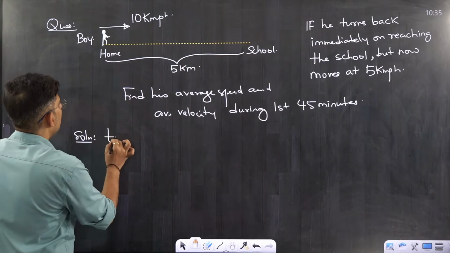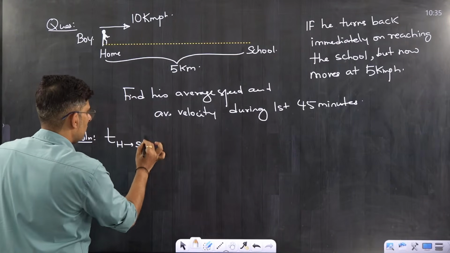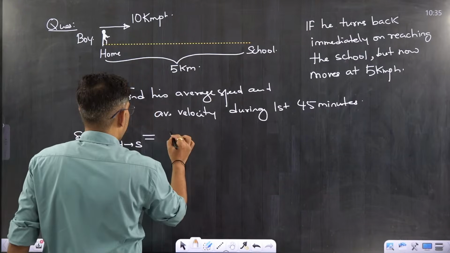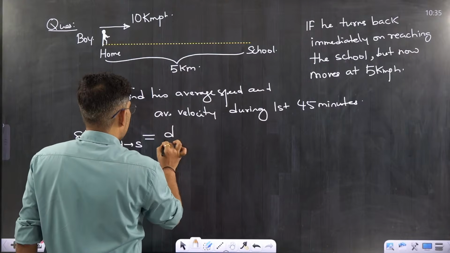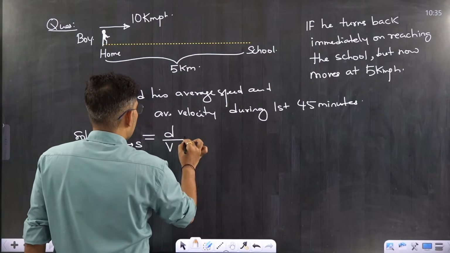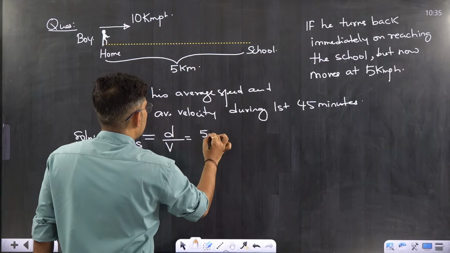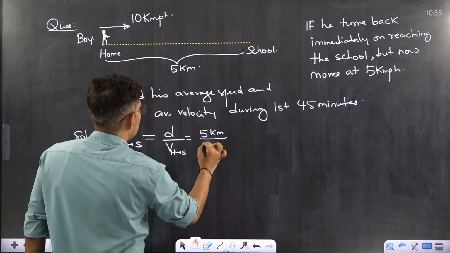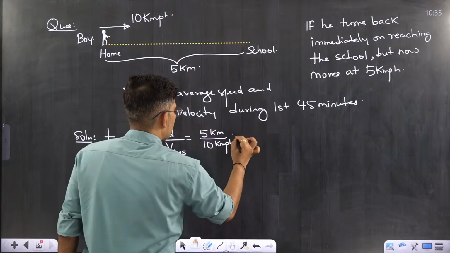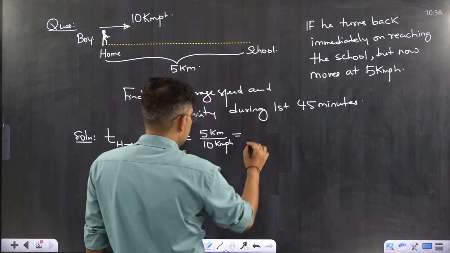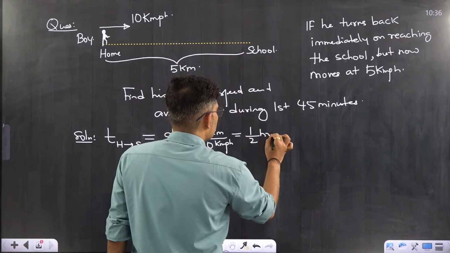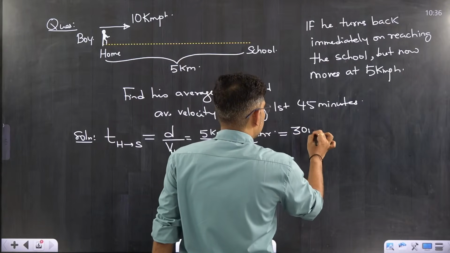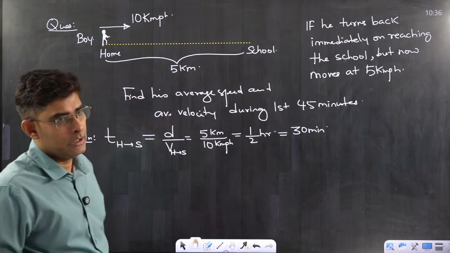the time taken from home to school. If I ask the time taken from home to school, you will say this is distance divided by speed. Now distance is given as 5 km, and while going from home to school, he is moving at 10 km per hour. So 5 by 10 means half an hour. But since they have given in minutes, half an hour can be written as 30 minutes. Is it clear? 30 minutes.